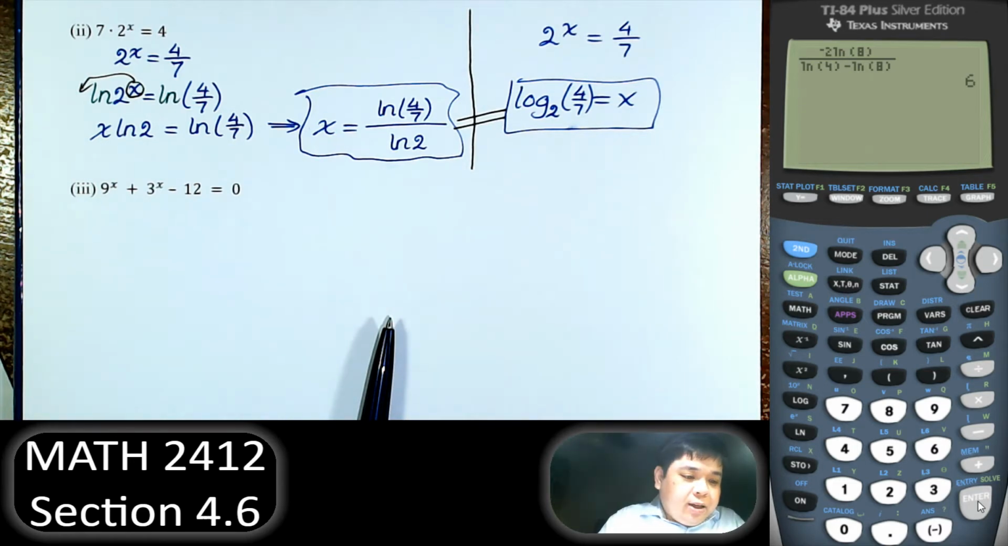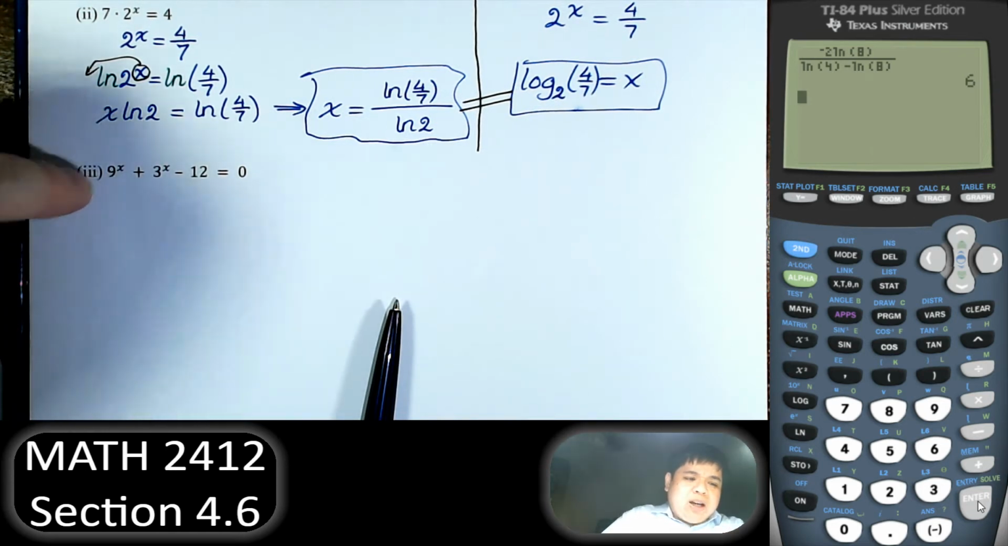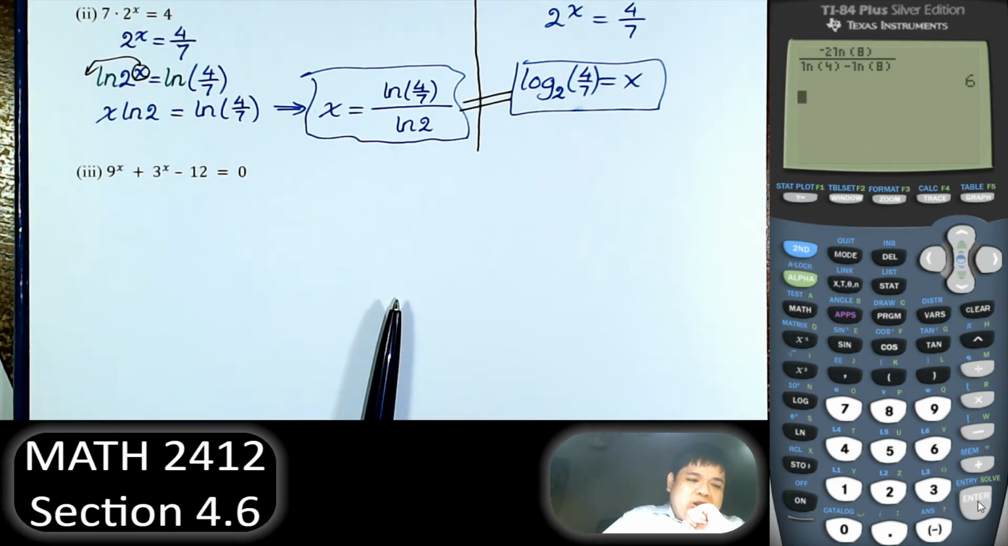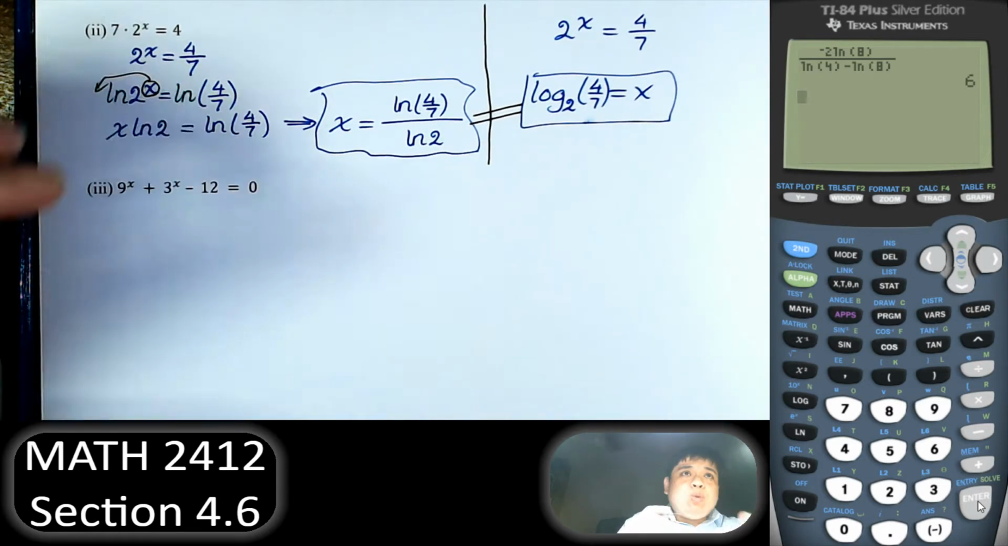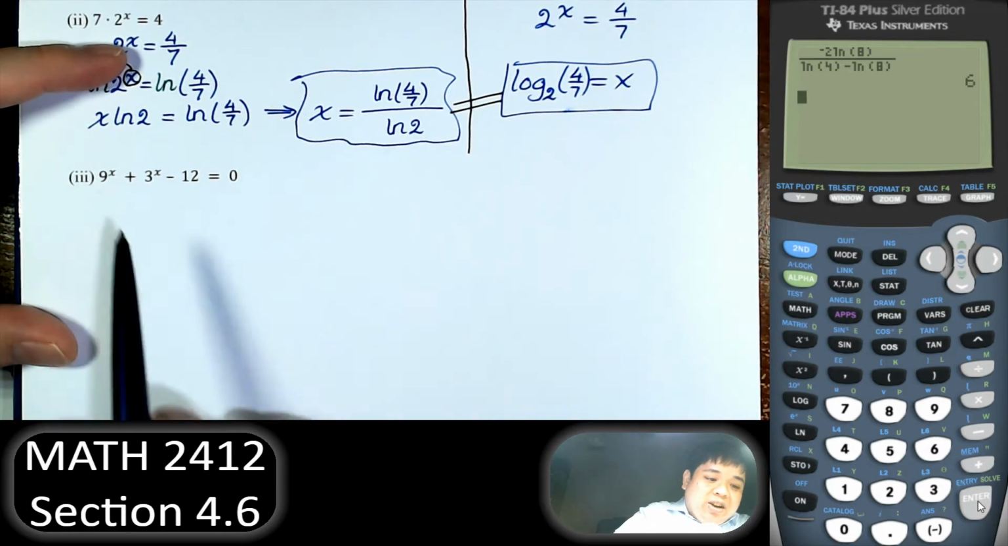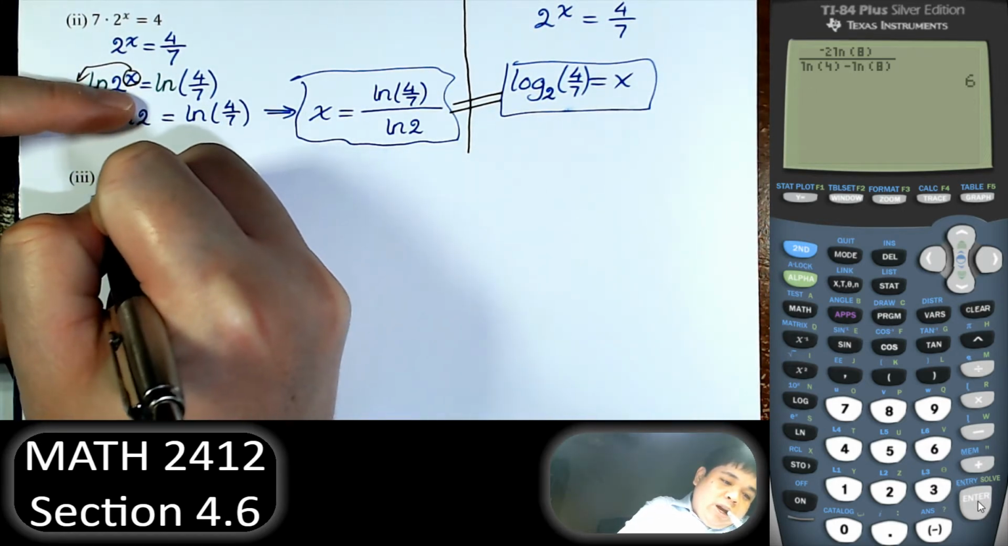Right. The next one is a little bit different. We have 9 to the x power plus 3 to the x power minus 12. The problem is the 12 here. So what we can do here is, the 9, we have to try something here. 3 squared is 9, right?